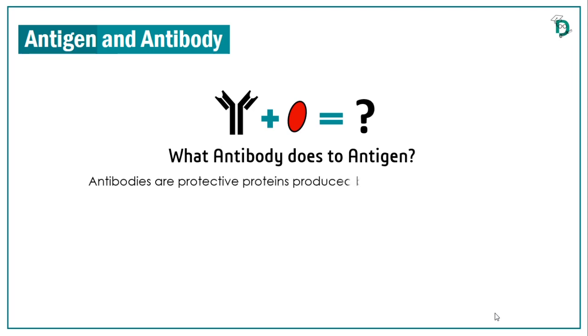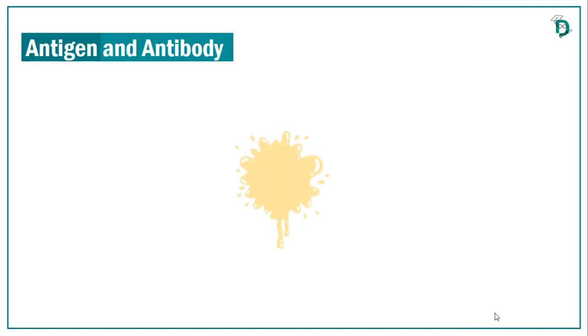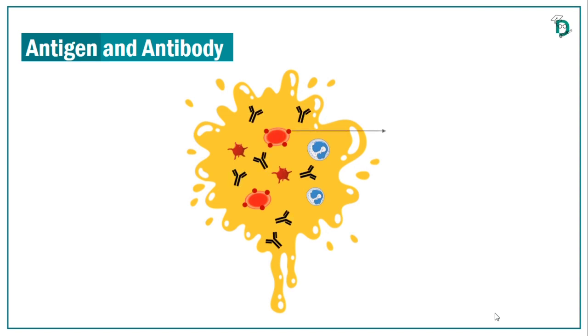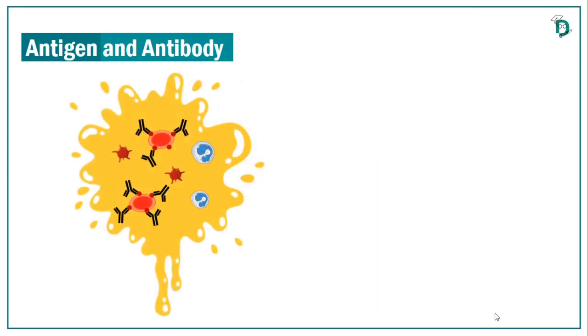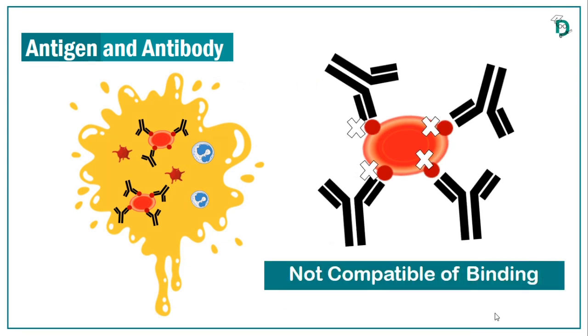An antibody is a protective protein that tries to protect our body against any foreign antigen and removes that antigen from our body. But if you remember, I had told you earlier that our body's blood contains both antibodies in plasma and antigens on RBCs. So here the question arises: why are antibodies in our plasma not attacking the antigens on our RBCs? The answer is simple: antibodies in our plasma and antigens on our RBCs are not compatible for binding with each other. So binding is not possible.